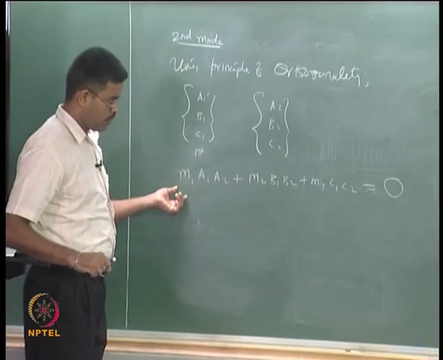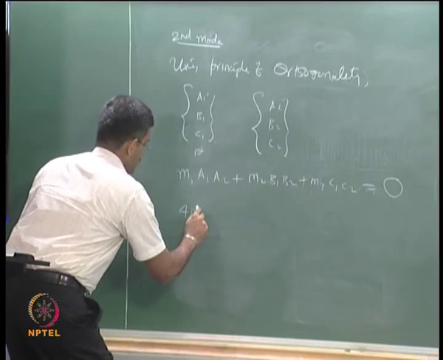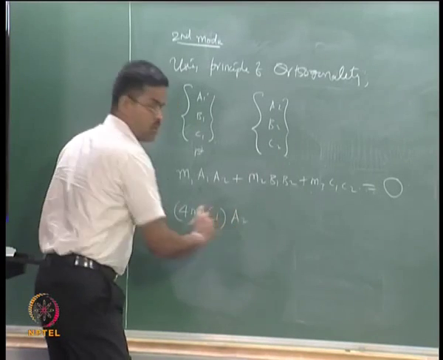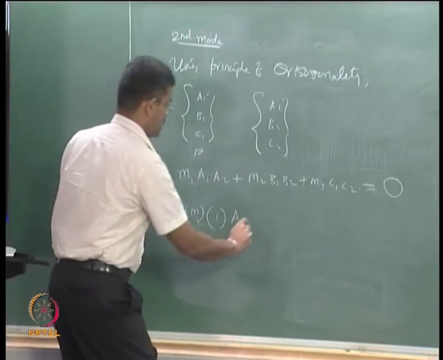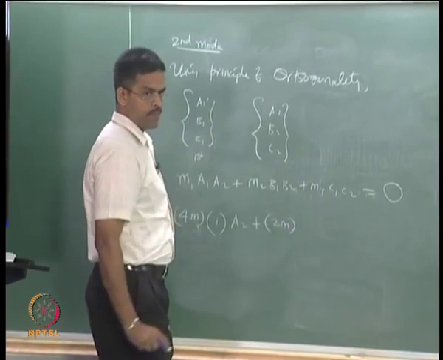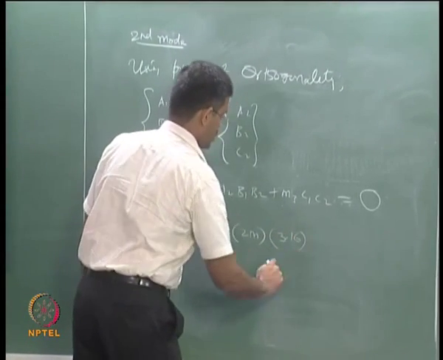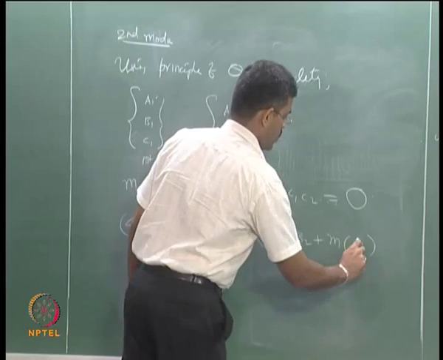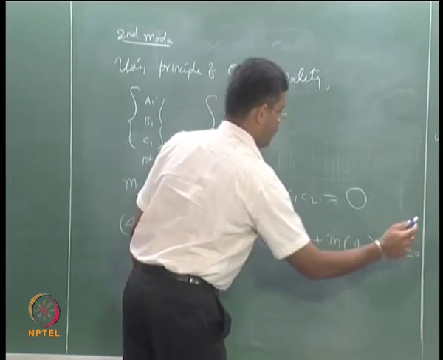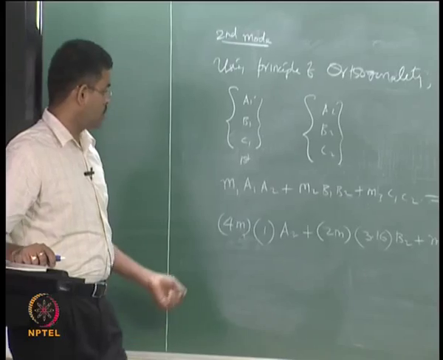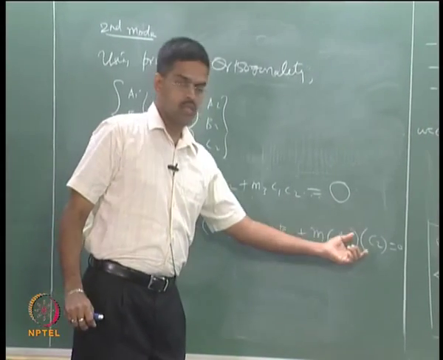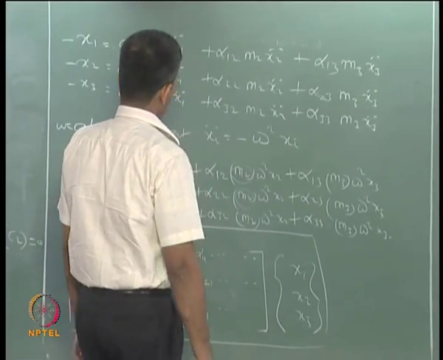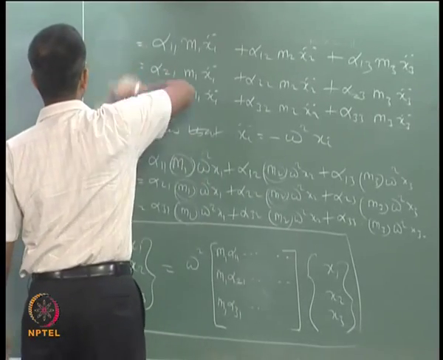So, M1 from my problem is 4m, A1 for my problem is 1, A2 I do not know, that is the second mode, plus M2 for my problem is 2m, B1 is 3.16, B2 I do not know, M3 is simply m, C1 is 4, C2 I do not know. So I have only one equation where I have got 3 unknowns, A2, B2 and C2. So how do I get it?